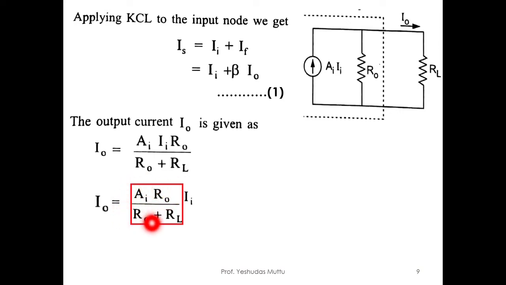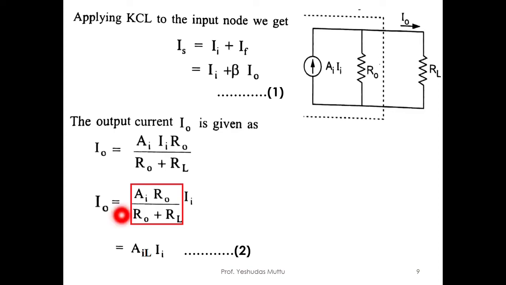Correct? So I can take this entire term as AIL, like how we had taken AV previously. Here it is AI. So I can take this entire term as AIL, just like the previous case which was AVL. Why? Because we have considered RL. AI is without taking into consideration RL, so AIL will be considering your load resistance. Let me call this equation 2. I hope this is clear to you all.